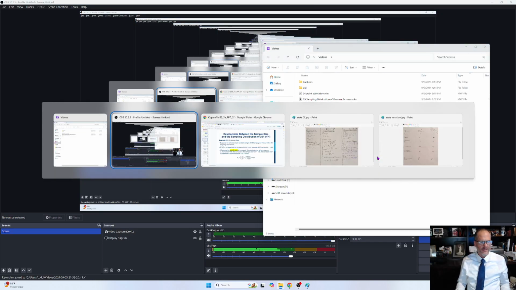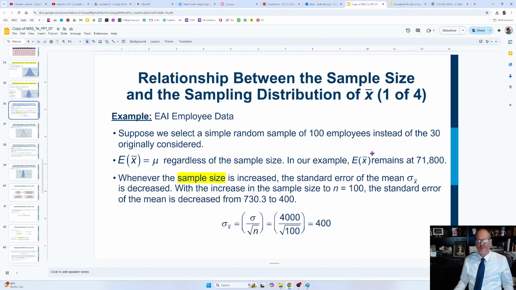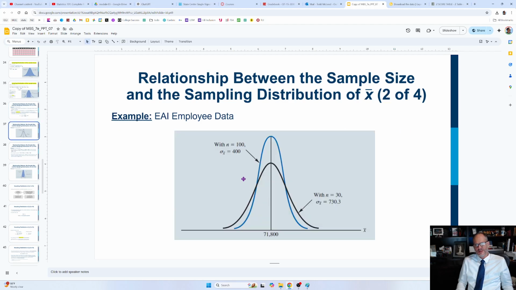So now we're going to talk about the relationship between the sample size and the sampling distribution of the sample mean. When you increase the sample size, before we were looking at sample size with n equals 30, and our standard error was 730.3, meaning this is the standard deviation of our sample mean. So we have a bigger standard deviation, which means that for each 1, 2, 3 standard deviations, we're moving farther out. It means this normally distributed curve is going to be shorter and wider. So that's with sample size being 30.